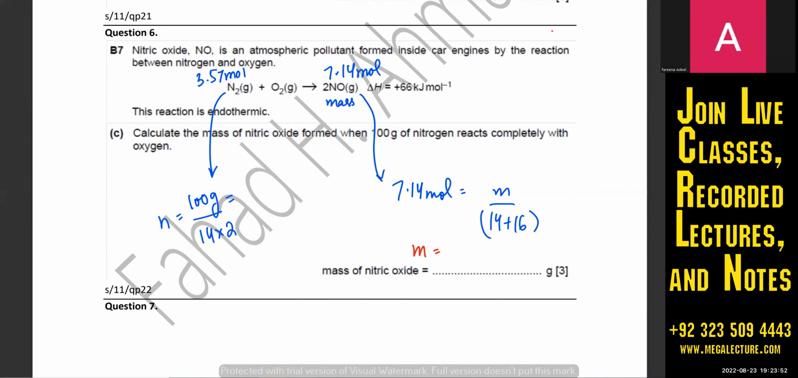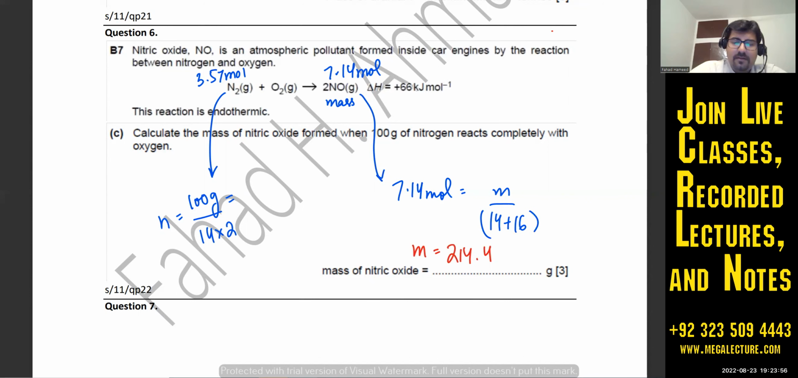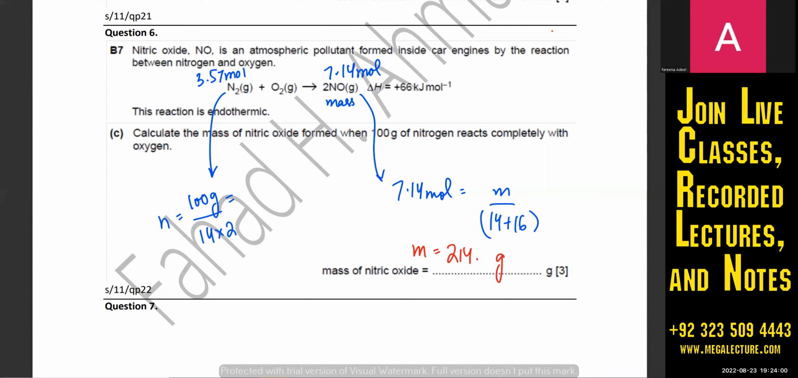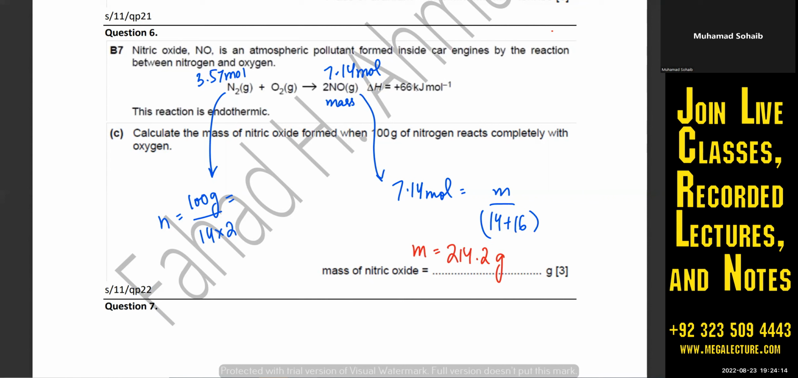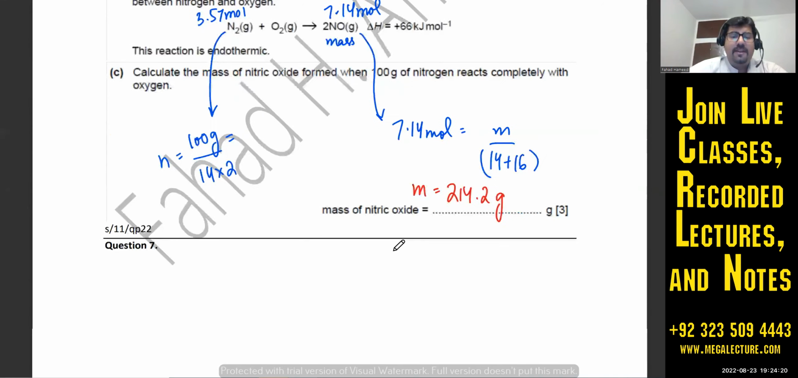214.2. 2.2, not 4. 0.2. So, is this clear? Yes. Okay, so 214.2.